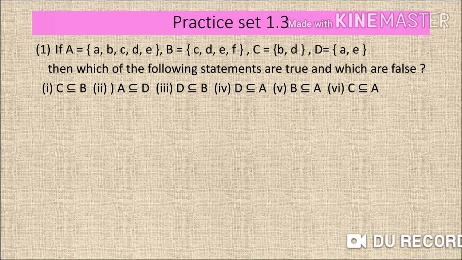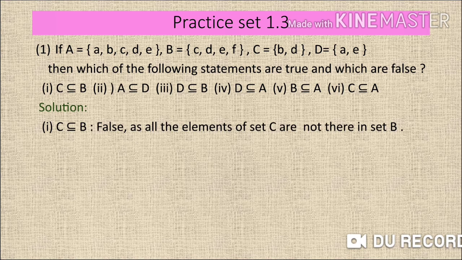Question number 1. If set A consists of elements A, B, C, D, E, set B is equal to {C, D, E, F}, C is the set {B, D}, D consists of elements A and E. Then, which of the following statements are true and which are false?